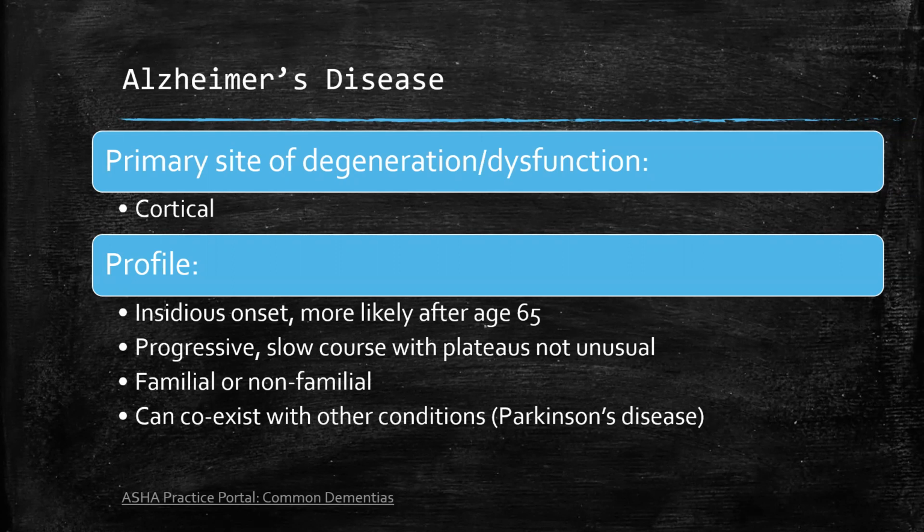And I'll say this probably several times throughout this lecture, but we really need more information and more research on all of these dementias. So with Alzheimer's, there's a lot of research going into genetic testing and causes and treatment. So we will continue to hopefully learn more over time.